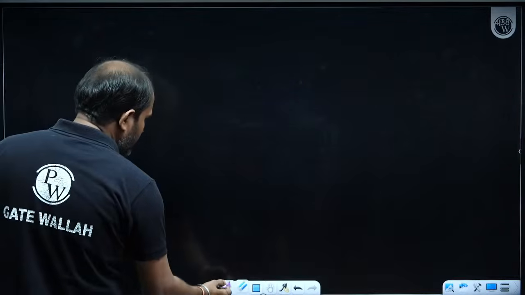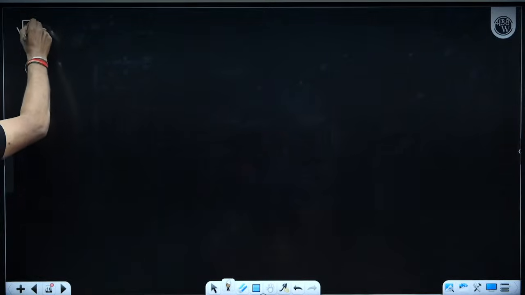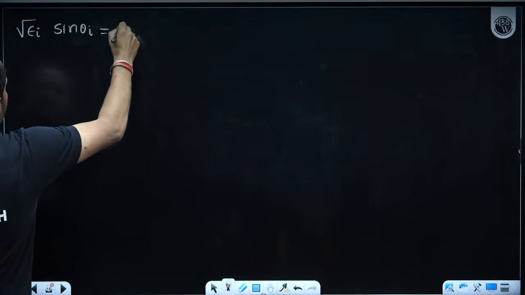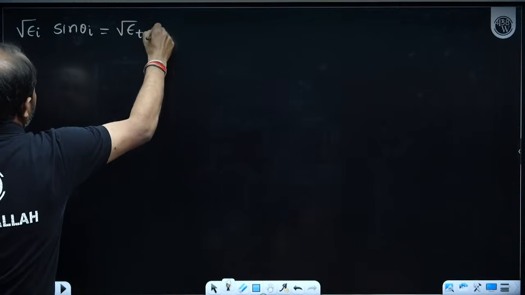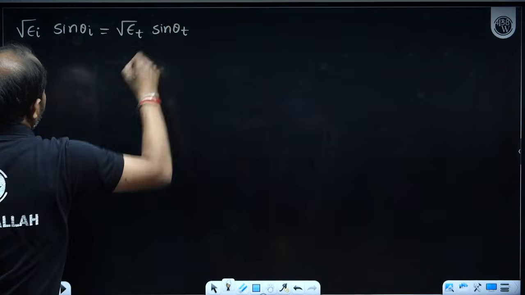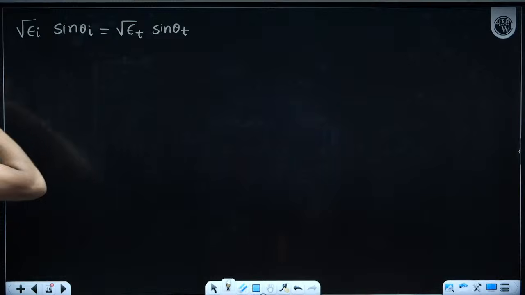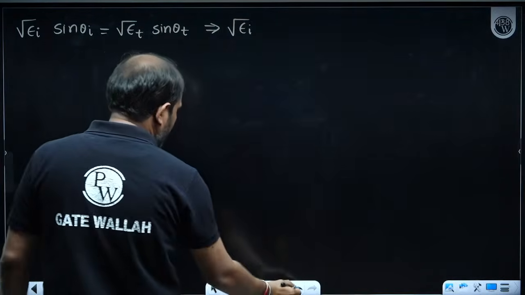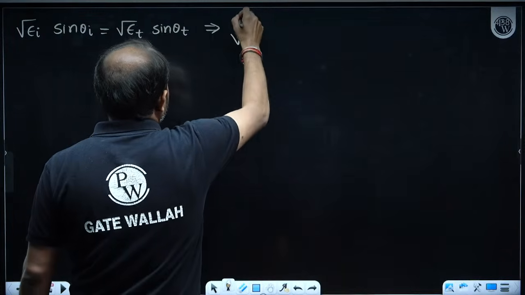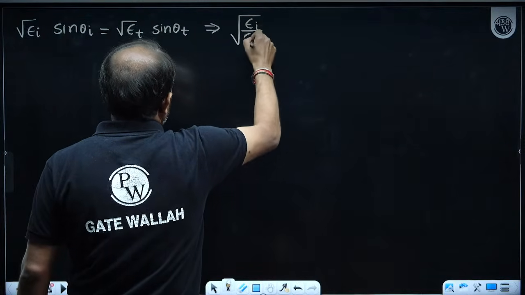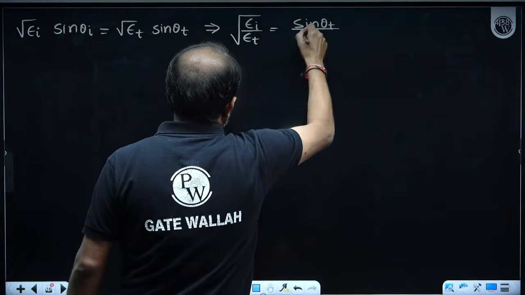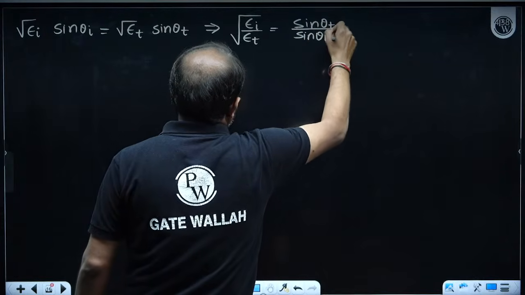So what will we do? Parallel polarization. First of all, we have under root epsilon I sin theta I equals under root epsilon t sin theta t. Then we have under root epsilon I upon epsilon t is equal to sin theta t upon sin theta I. This is the first equation.